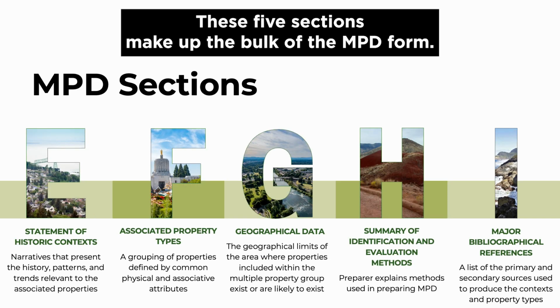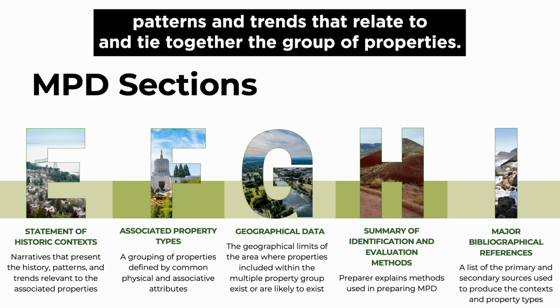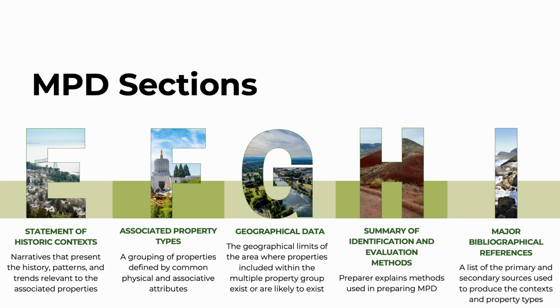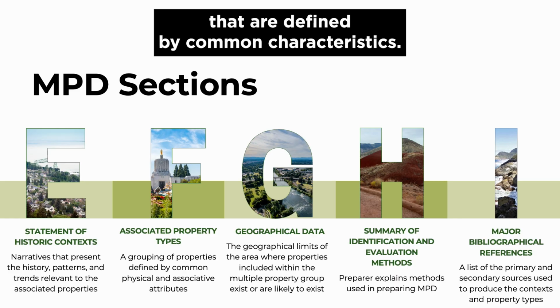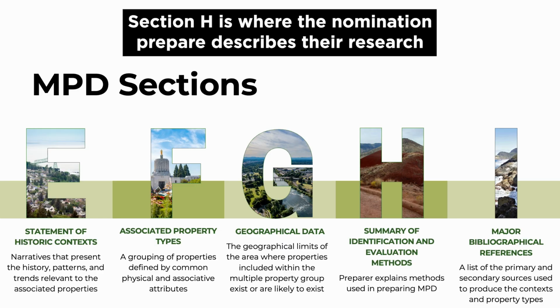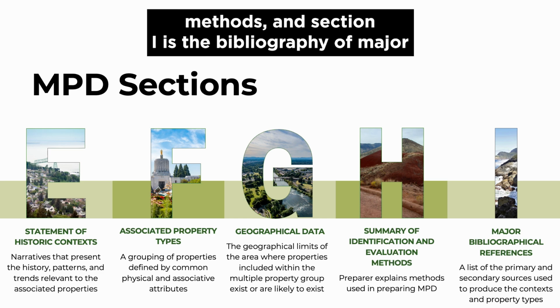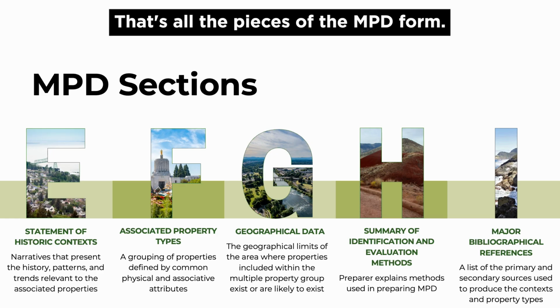These five sections make up the bulk of the MPD form. Section E includes the long, footnoted narratives that present the history, patterns, and trends that relate to and tie together the group of properties. Section F is where the group of properties are divided into property types that are defined by common characteristics. Section G provides the geographic boundaries of the area covered by the MPD. Section H is where the nomination preparer describes their research methods. And Section I is the bibliography of major sources used to produce the various parts of the MPD. That's all the pieces of the MPD form.